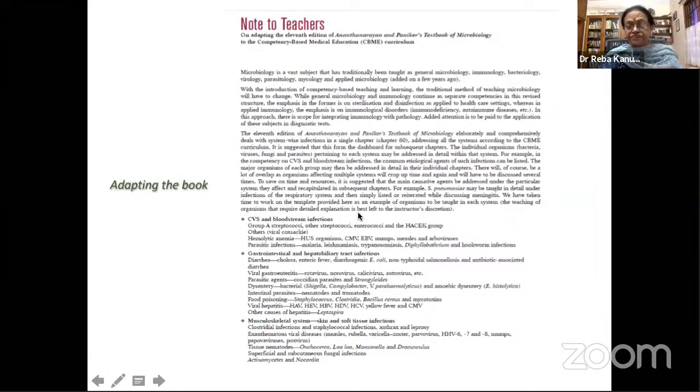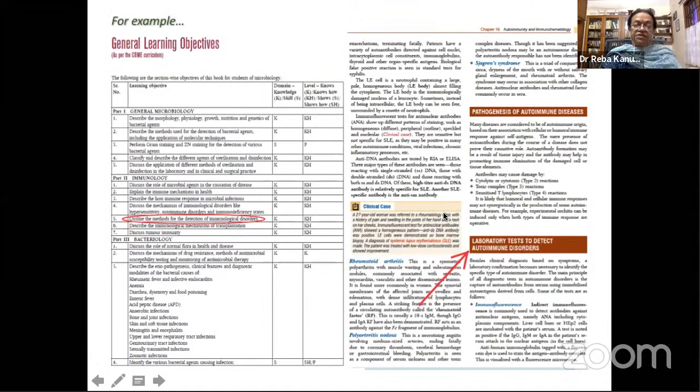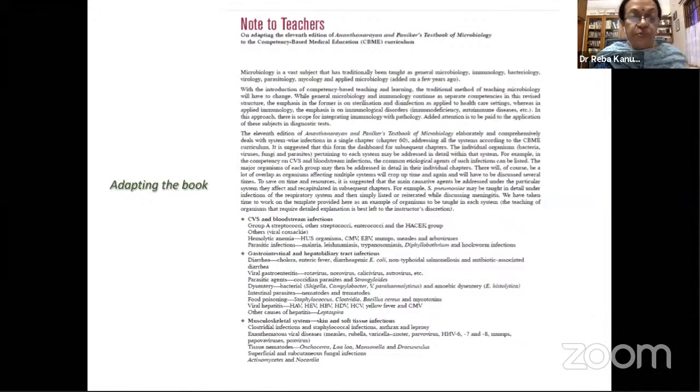Now, if you see the last sentence which we have mentioned, we have taken time to work on the template provided here as an example of organisms to be taught in each system. However, the teaching of organisms that require detailed explanation is best left to the teachers or the instructions to the teachers. So, discretion. Therefore, this is just an adaptation. So we have highlighted the systems and the organisms that you can concentrate on, and it will tell you how to use this book.